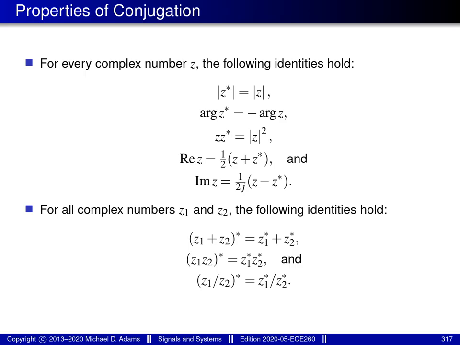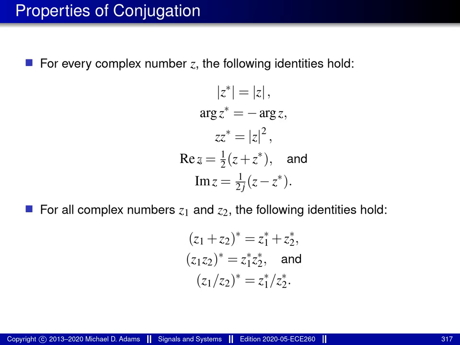When working with complex numbers, the conjugation operation frequently arises. For this reason, it's important to know some of the key properties of conjugation, and this is what this particular slide summarizes. So if we walk through each of these properties in order, the first property essentially says that taking the conjugate of a complex number doesn't change its magnitude. If I take the magnitude of z or the magnitude of z conjugate, it makes no difference, they're equal. The second property says that taking the conjugate of a complex number flips the sign of its argument. The third property, if I multiply any complex number by its conjugate, I get the magnitude of that number squared.